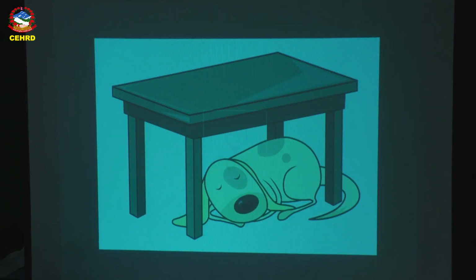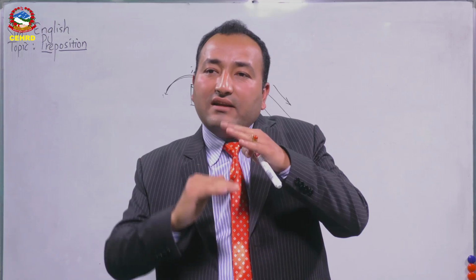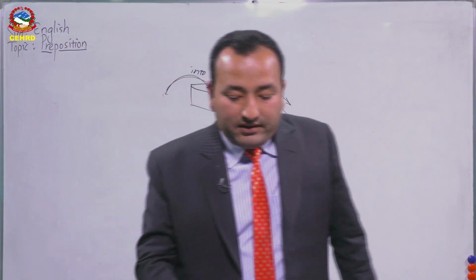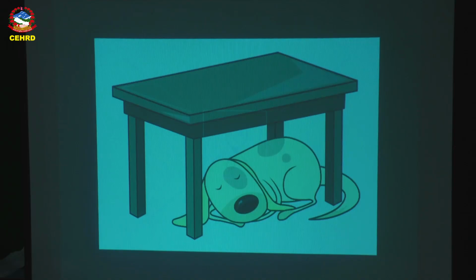Next, now, no preposition is given. Where is the dog? Can you tell me where the dog is? The dog is on the table? No. The dog is behind the table? No. The dog is over the table? No. Now what's the right answer? The right answer is under the table. It's just straight down, vertically down.